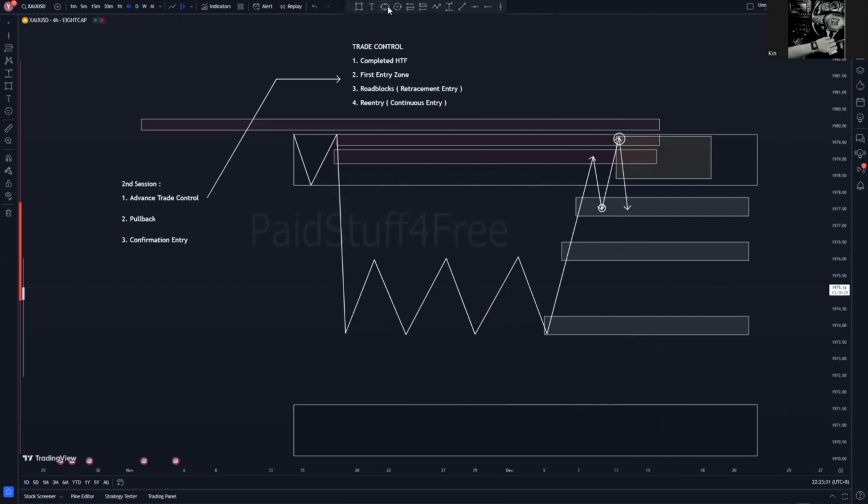So after the price created the confirmation entry somewhere here, the question is, can we take the buy on this roadblock? Can we or can't we? Can, but better to wait for sell.